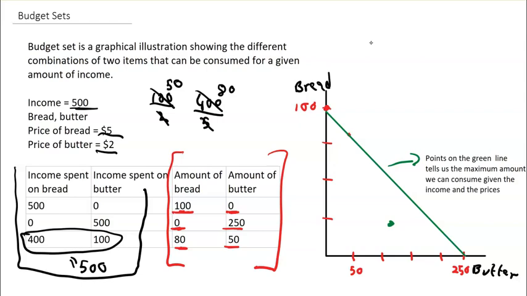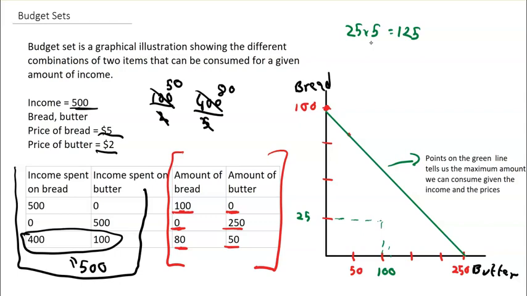A point like here is definitely affordable for this person. A person can consume this amount, and we can check. Let's say this was 25 units of bread, and let's move it a little to the left, so we have 100 units of butter. Is this affordable? Well, 25 units of bread, if each is $5, then I can spend 25 times 5, which is $125 to buy that amount of bread.